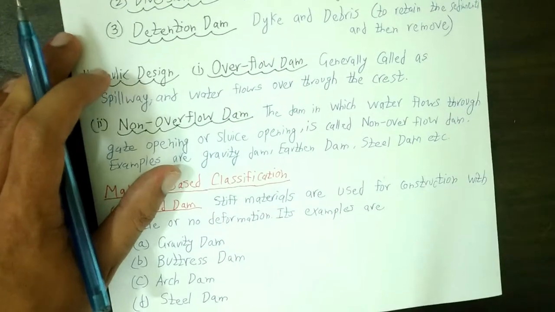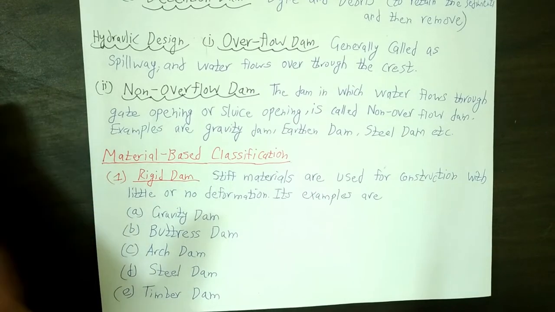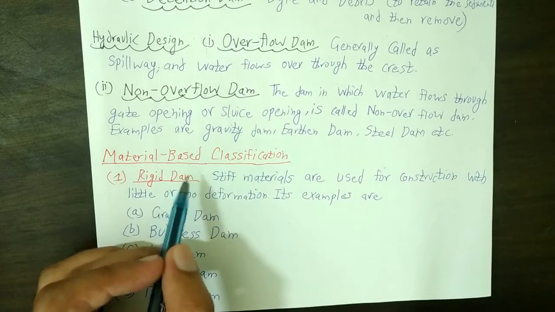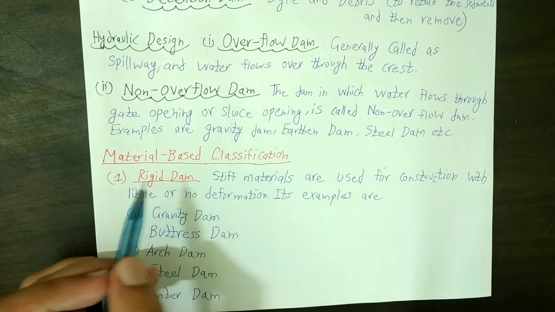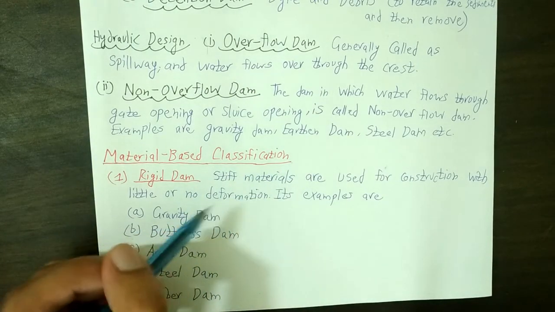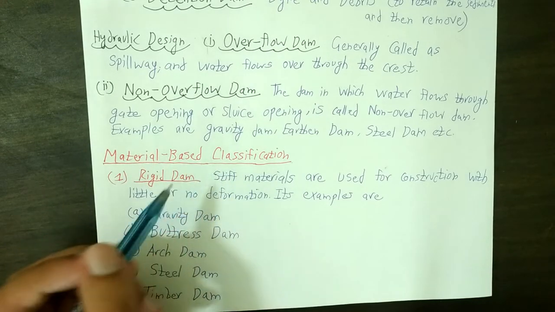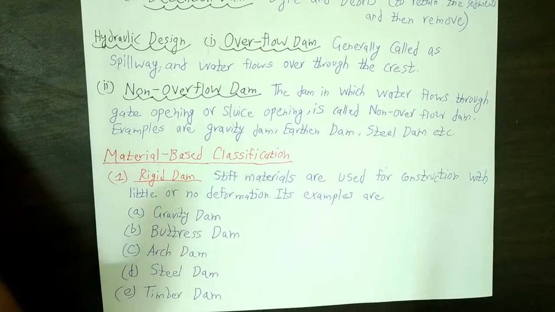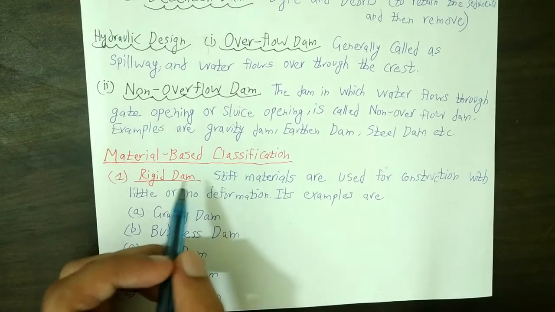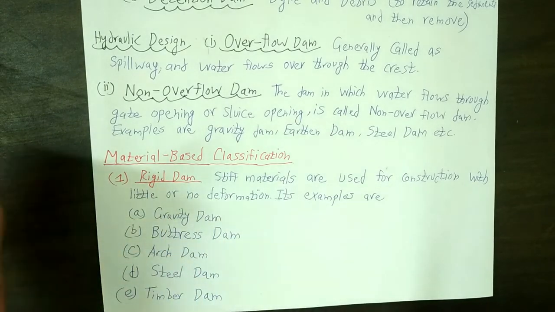Next is our material based classification. Material based classification is our last classification, and it is further classified into rigid dam and non-rigid dam. We can also call them rigid body dam or non-rigid body dam. Simply, we can define that stiff materials are used for construction with little or no deformation. In this type of dam, the construction is of stiff materials where there is no chance or little chance of deformation. So when there is little or no chance of deformation, we call this dam a rigid dam on the material based classification.